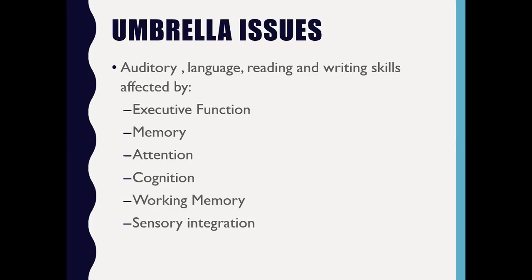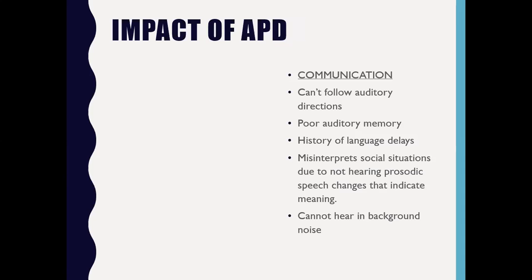The reason this is also difficult to figure out in students is that we also have these other, what I call umbrella issues, such as executive function, memory, attention, working memory, sensory integration, all these other issues that certainly are going to affect bottom up and top down. And so it becomes difficult to figure out the etiology of some of these issues.